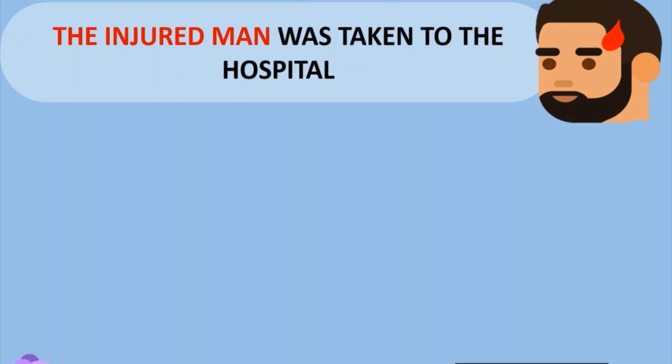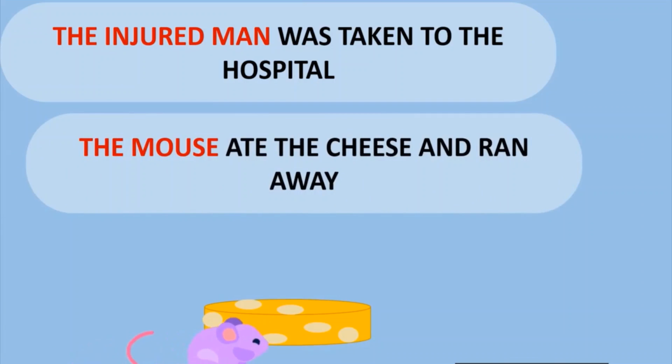Let us take another example. The mouse ate the cheese and ran away. So, here the verb is ate and the subject comes before the verb. So, it is the mouse. And if we ask the question, who ate the cheese and ran away? It is the mouse, which is the subject here.